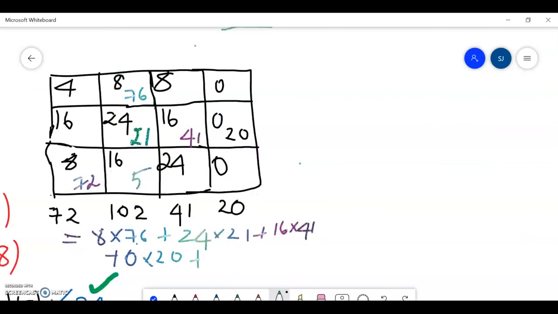So now we have finished the allocation. Now I have drawn the tabular column separately with all the allocations. So for 8, 8, 0, 16, 24, 16, 0, 8, 16, 24, 0. And the allocations for this are 72, 102. And here it is 41 and 20. And on this side I didn't write the demand, I mean the supply. It is 76.